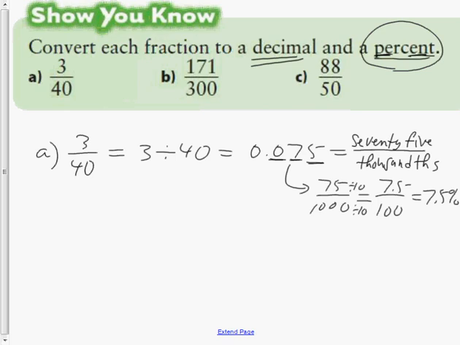So that's one way to do it. One way is simply to read it as a decimal and write it as a fraction, and then write an equivalent fraction out of 100 to get the percent.